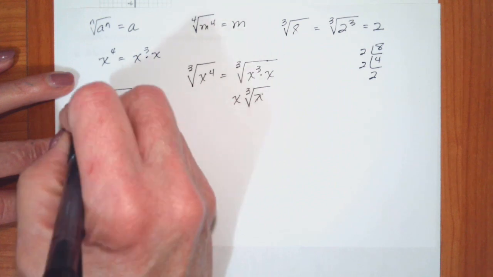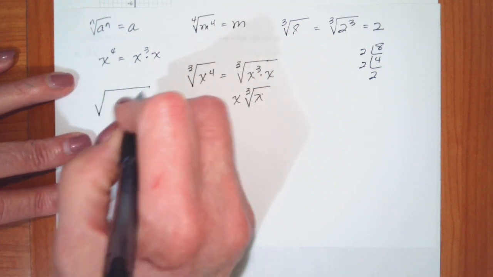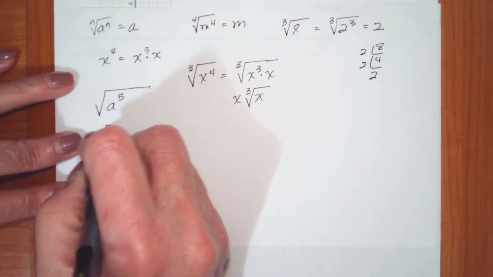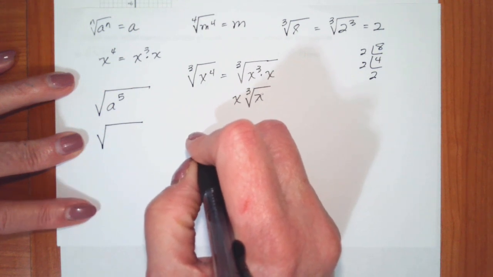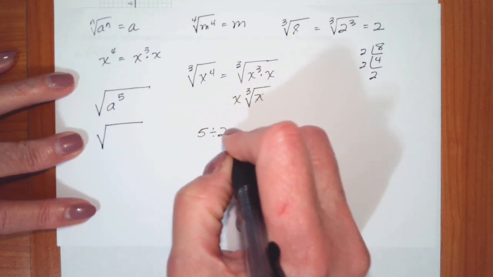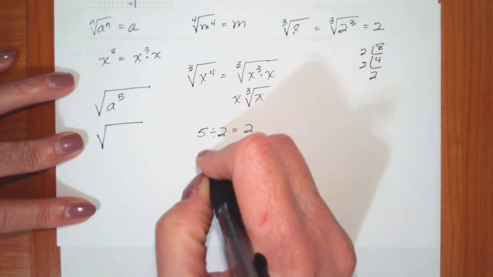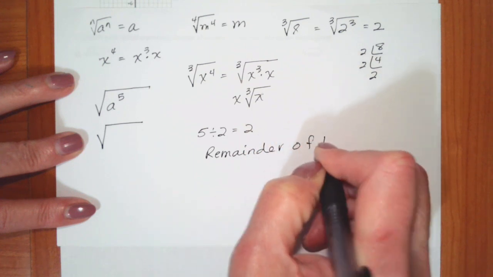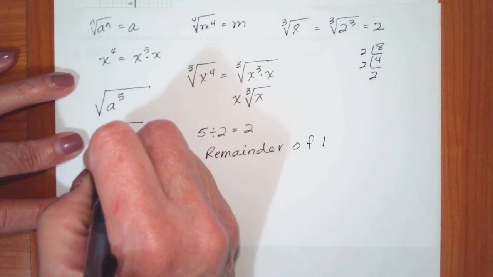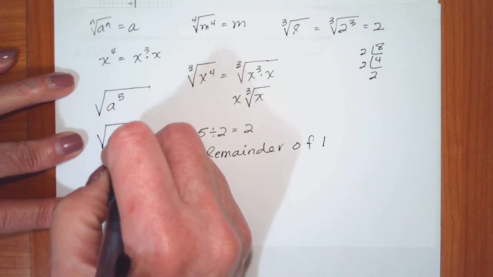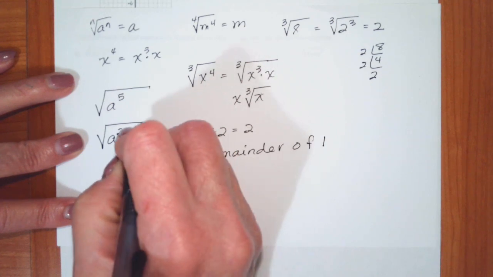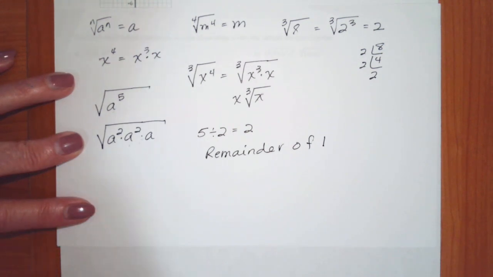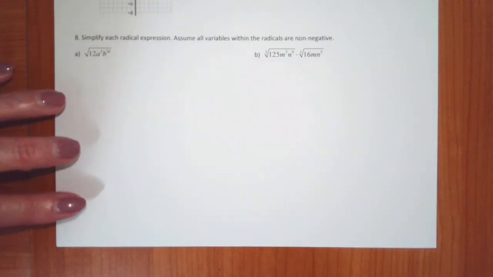So again, for example, if I have the square root of a to the fifth, I know that 5 divided by 2 is 2 with a remainder of 1, which means a to the fifth can be written as a to the second twice, with 1a left over. 2 plus 2 plus 1 is equal to 5. So that's my goal here, is to use these rules to do this.